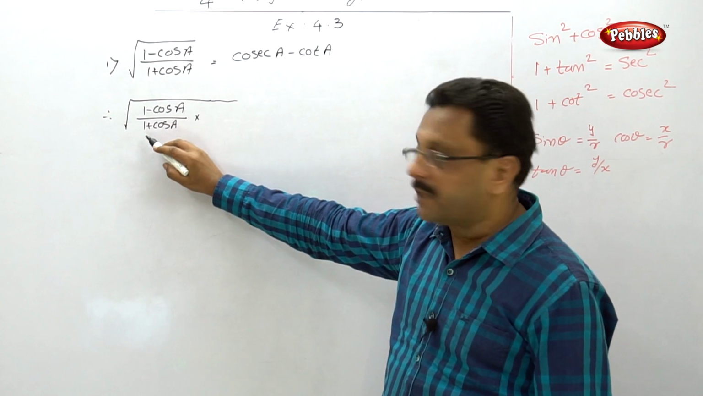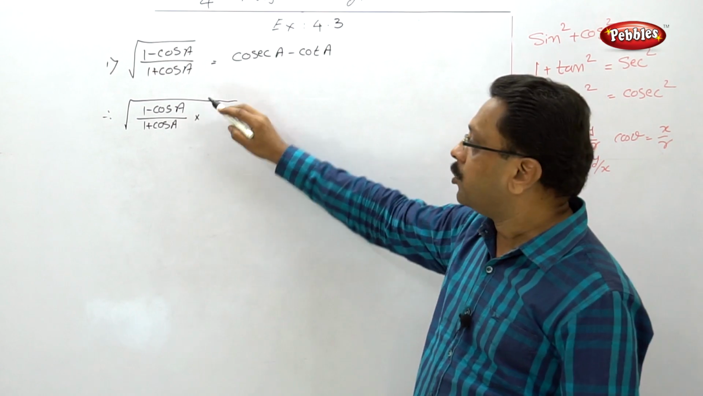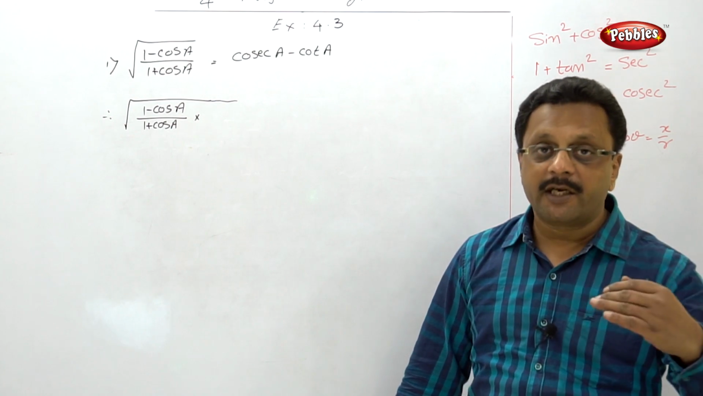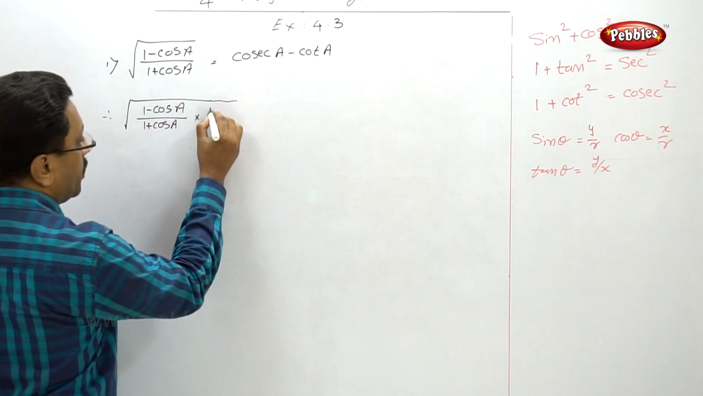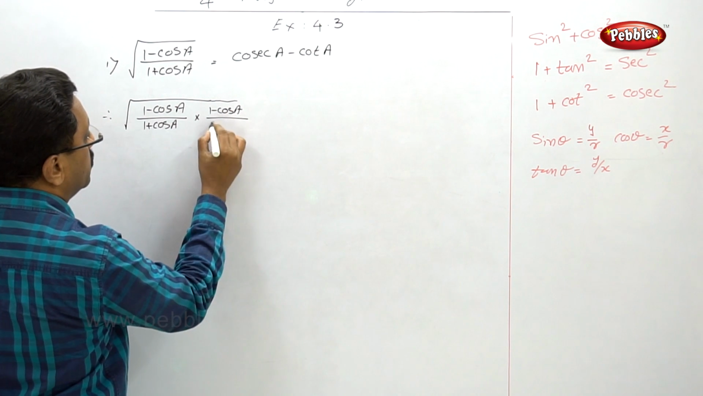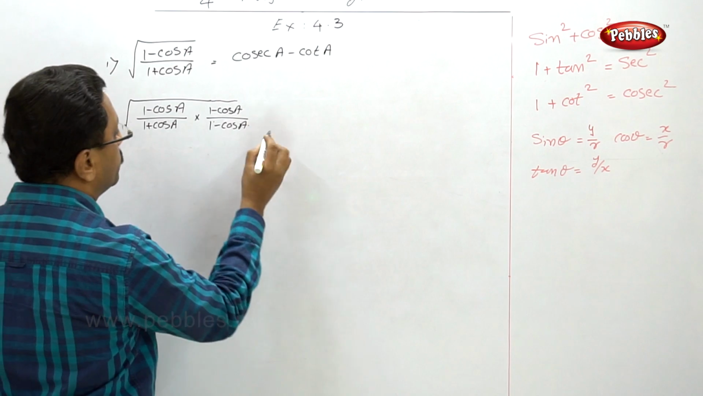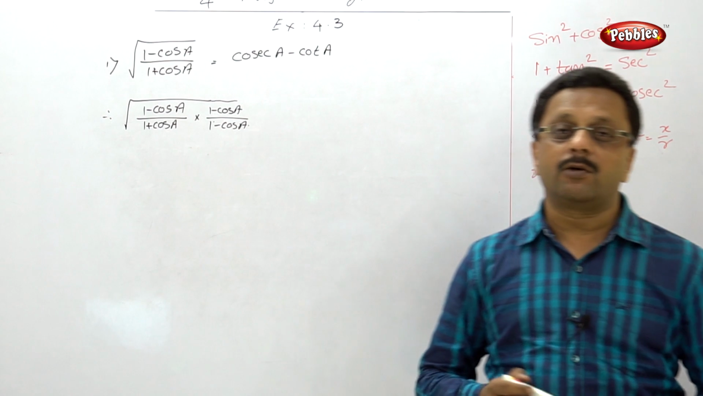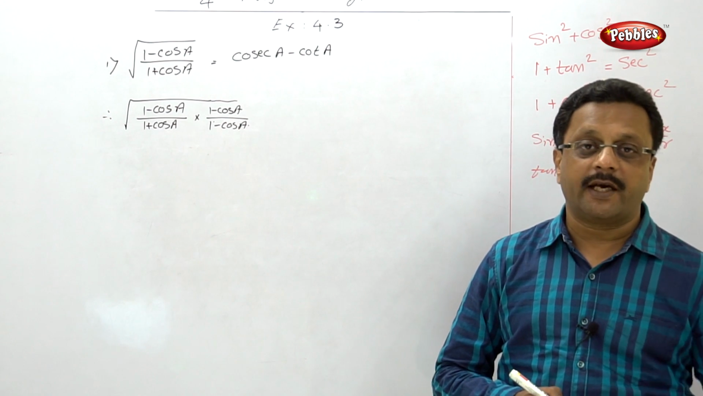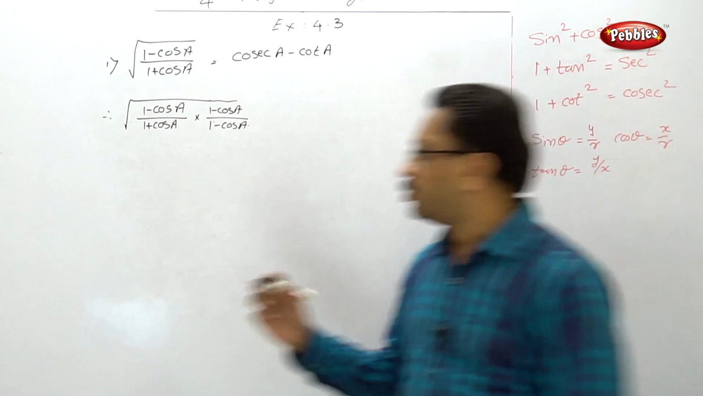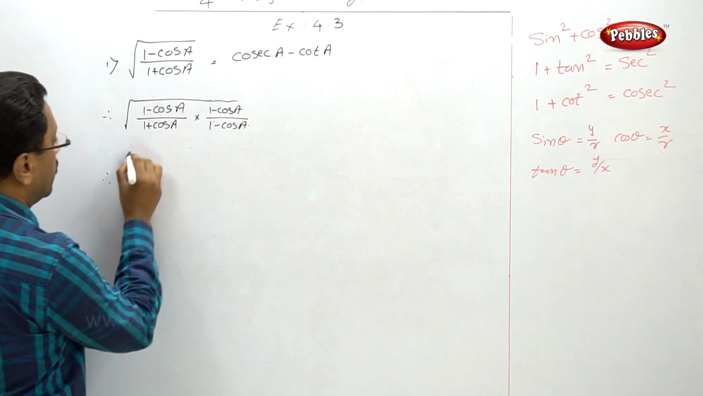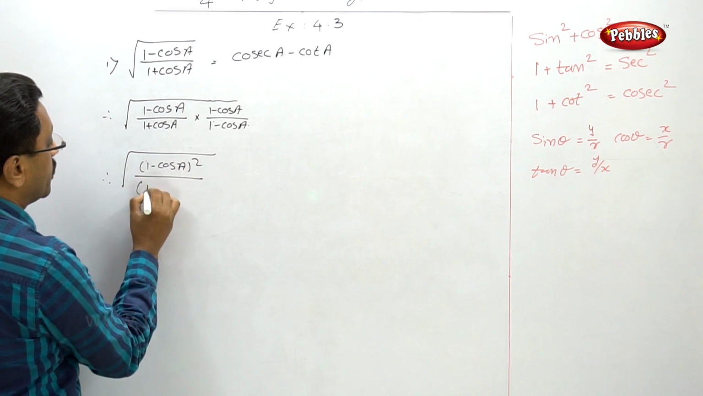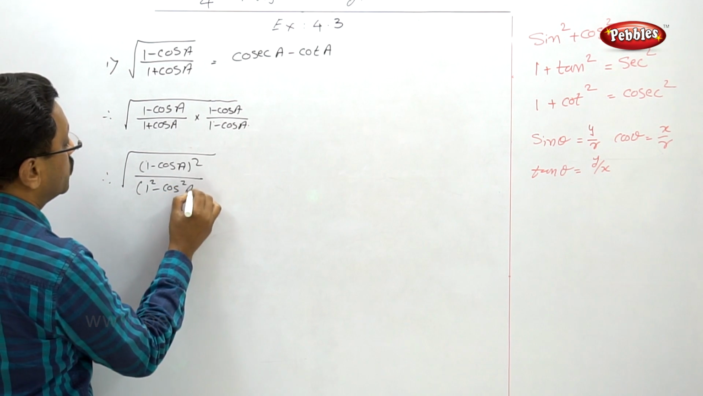So I will multiply numerator and denominator both by 1 minus cos A, so that the denominator will be eliminated. How? 1 minus cos A upon 1 minus cos A. Do you remember something? 1 plus cos A, 1 minus cos A. Is it not equal to x plus y into x minus y is equal to x square minus y square? So we will have here under root (1 minus cos A) square upon 1 square minus cos square A.